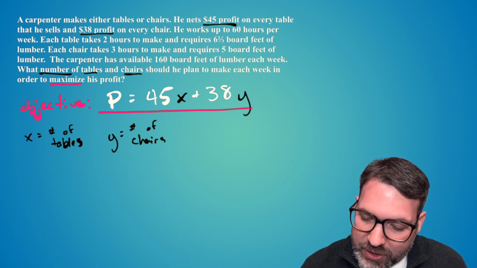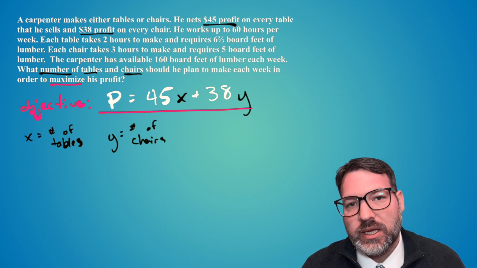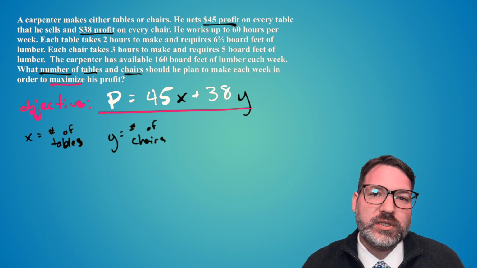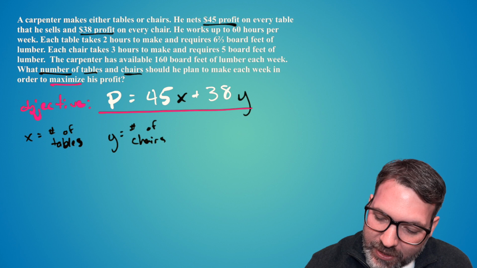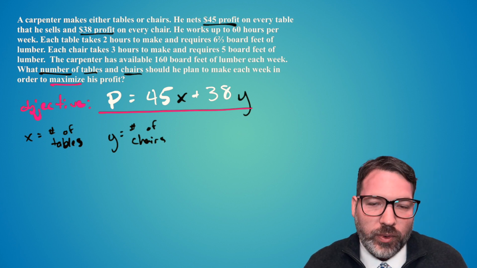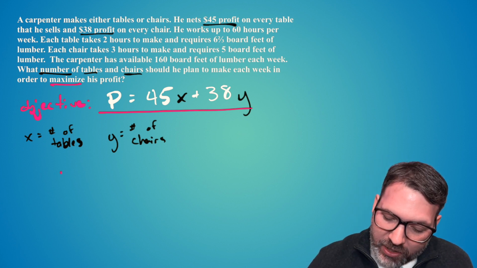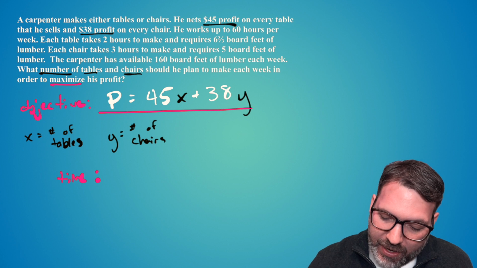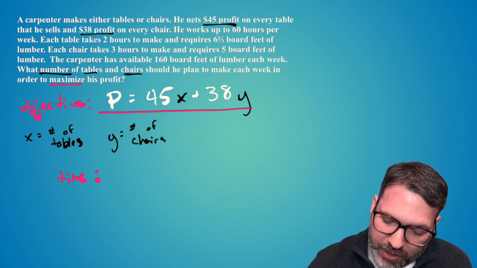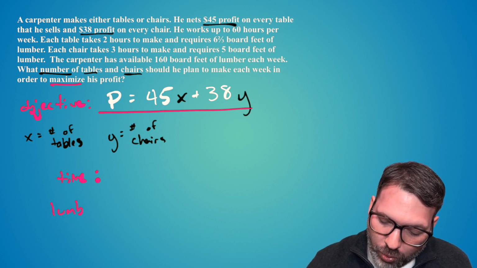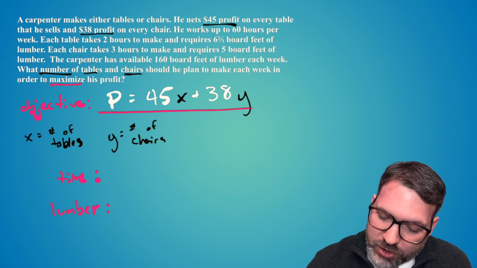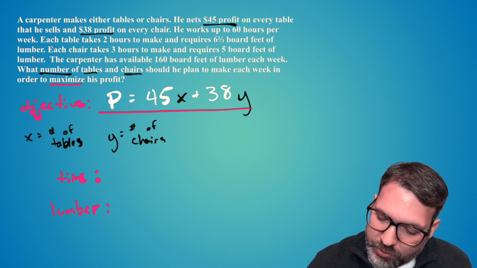We know that we're limited on the amount of time that it takes to make these objects and in the amount of supplies that it makes. In fact, that's going to be our next step. Let's go ahead and write down those constraints. We have a constraint on our time, and we also have a constraint on our lumber, our board feet of lumber. We're told specifically we have up to 60 hours.